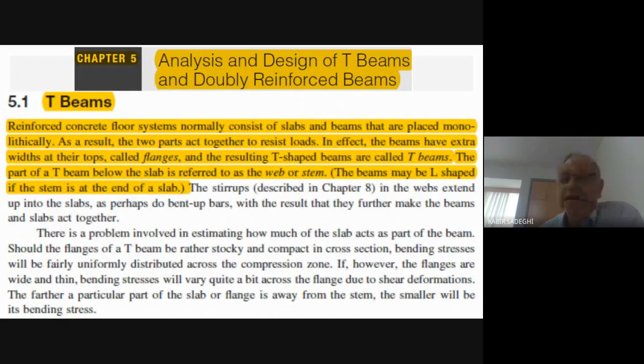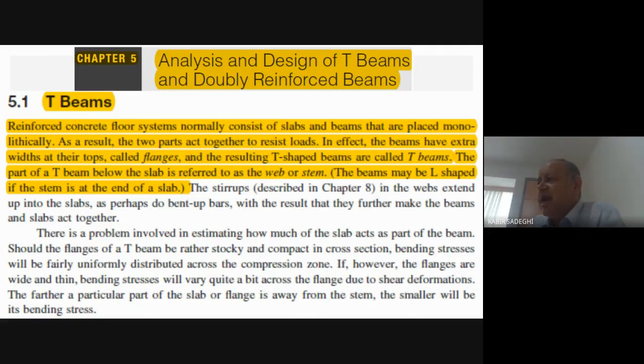last lecture, I gave some ideas about the design of T-beams. And now we are reviewing that very shortly, which you can find in chapter 5 of the reference book. As I mentioned before, reinforced concrete floor systems normally consist of slabs and beams that are placed monolithically and they are cast at the same time. As a result, the two parts work together to resist the loads.